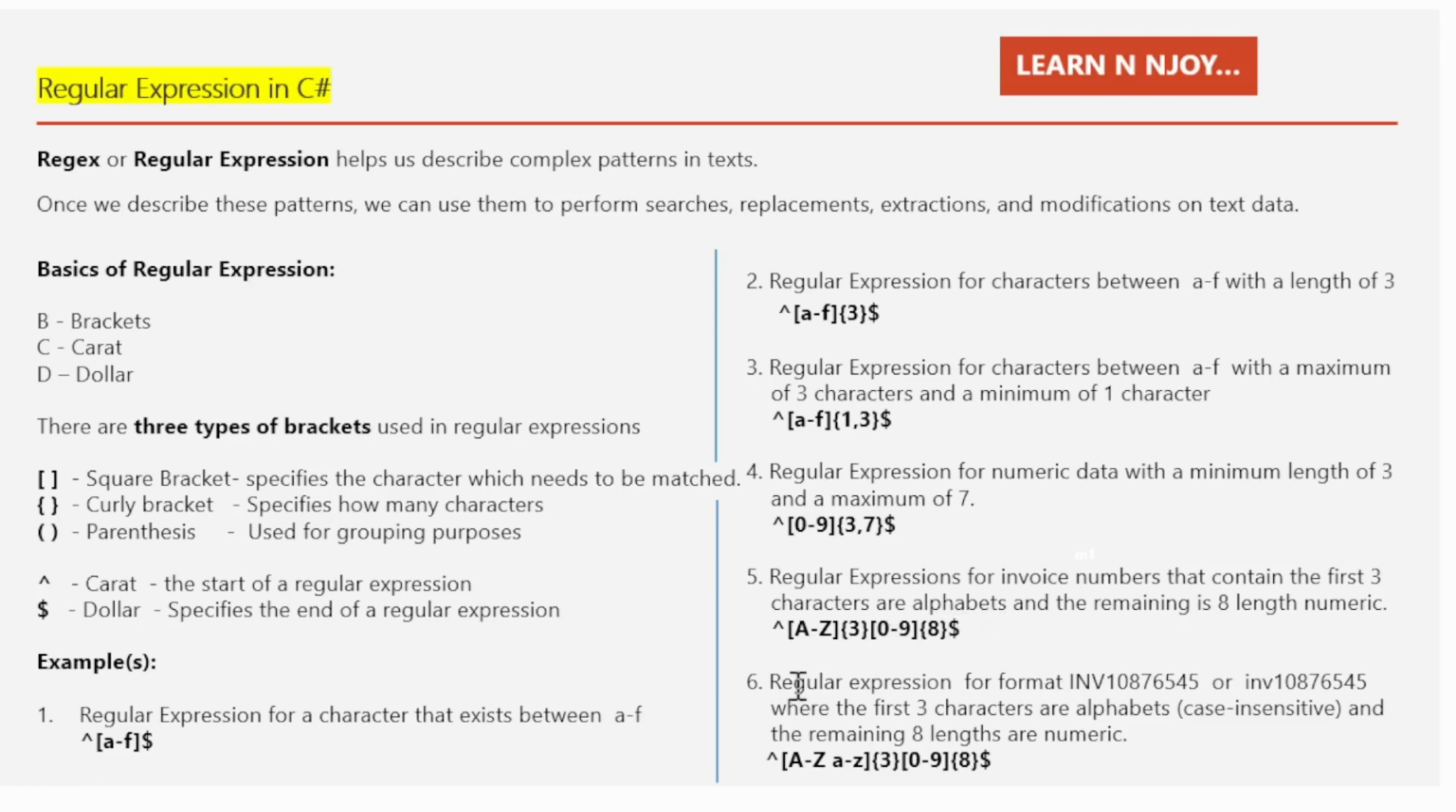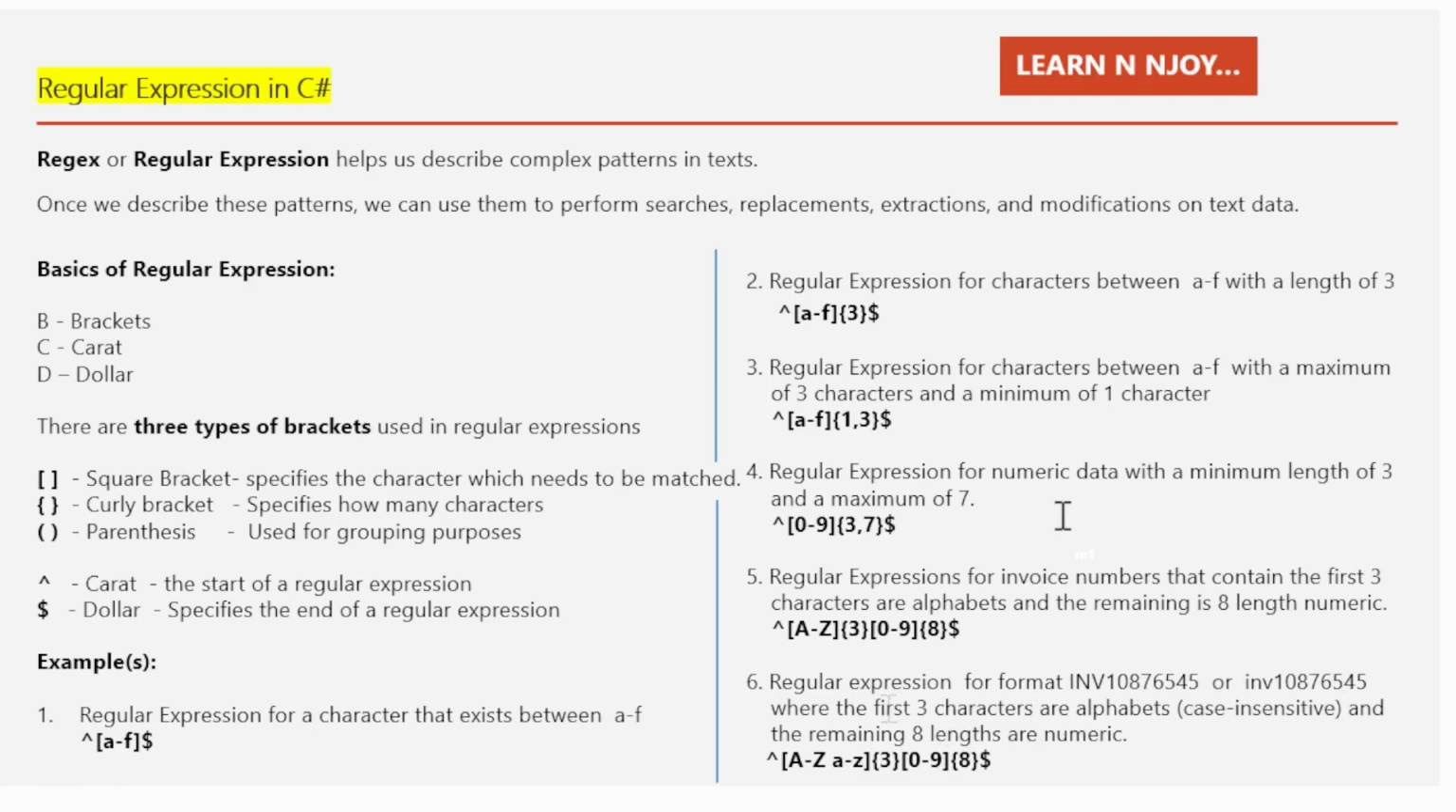Now let's see the last example, the sixth example, where the requirement is to write a regular expression for the format INV10876545 or inv10876545. We notice INV is in capital letters here and in small case letters there. So in that requirement, the first 3 characters are alphabets which are case insensitive. That's what this format is talking about. And the remaining 8 characters are numeric.